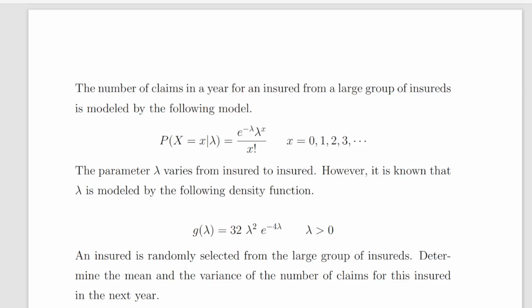Okay, in this presentation we are going to look at an actuarial example. This features the negative binomial distribution, which is used to characterize or model Poisson-Gamma mixtures. Okay, so let's look at the question here.